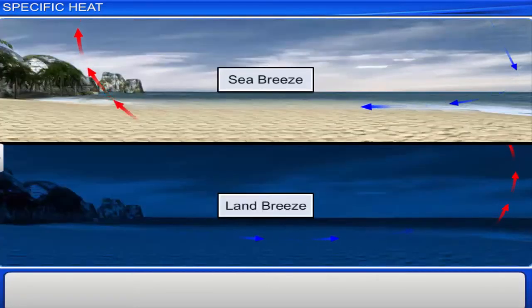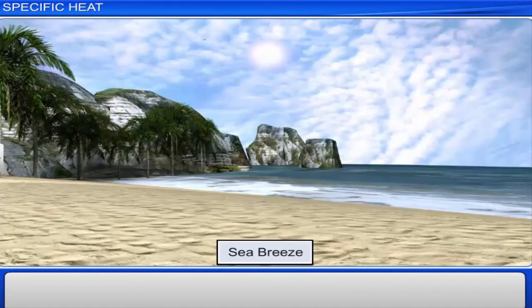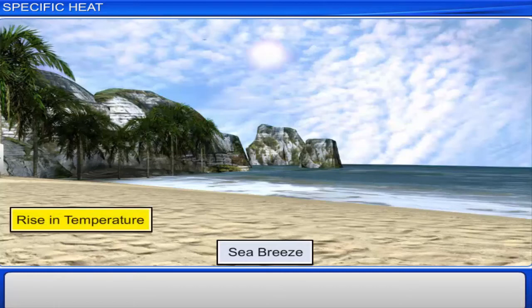Wind cycles, land breeze, and sea breeze are also caused due to the high specific heat capacity of water. Let us discuss the formation of land and sea breezes. During the day, the sun shines equally on land and the sea. Sea water has higher specific heat capacity than land. Therefore, the rise in the temperature of the water is less, while the temperature of the land rises rapidly.